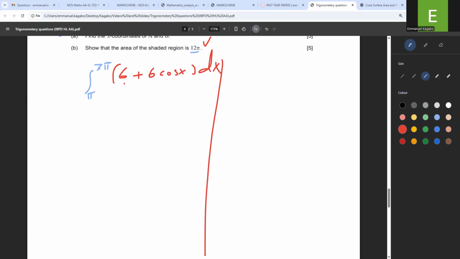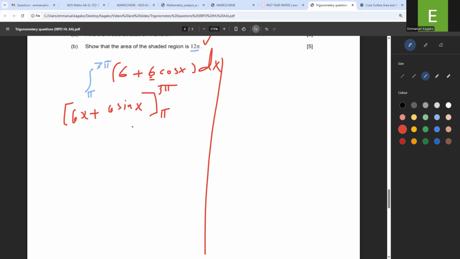Now, what is the integration of 6? It will be 6x, right? What is the integration of cos x? 6 is a constant. So the integration of cos x is sin x, and it's positive, because the derivative of cos x is negative sin x, okay? So here it's going to be 6 sin x, right? Good. Now, I'm integrating from pi to 3 pi, right? Okay, very good.